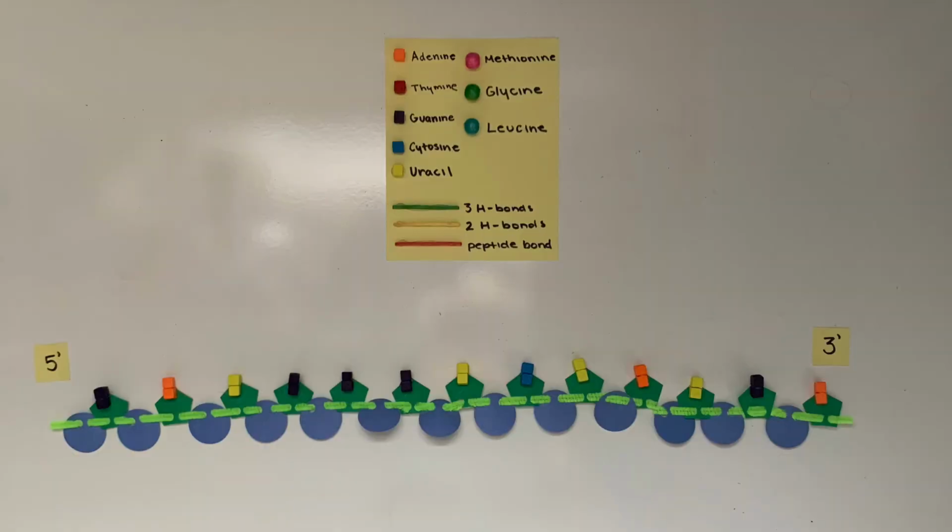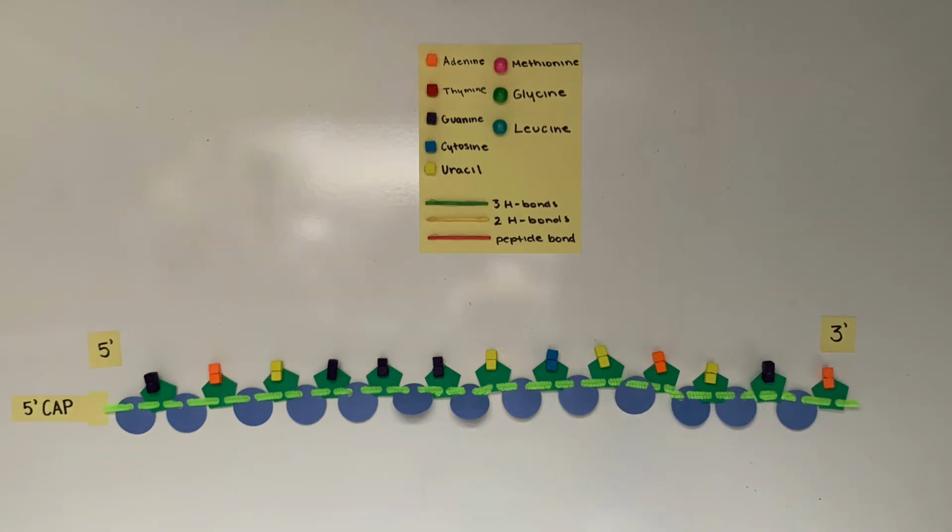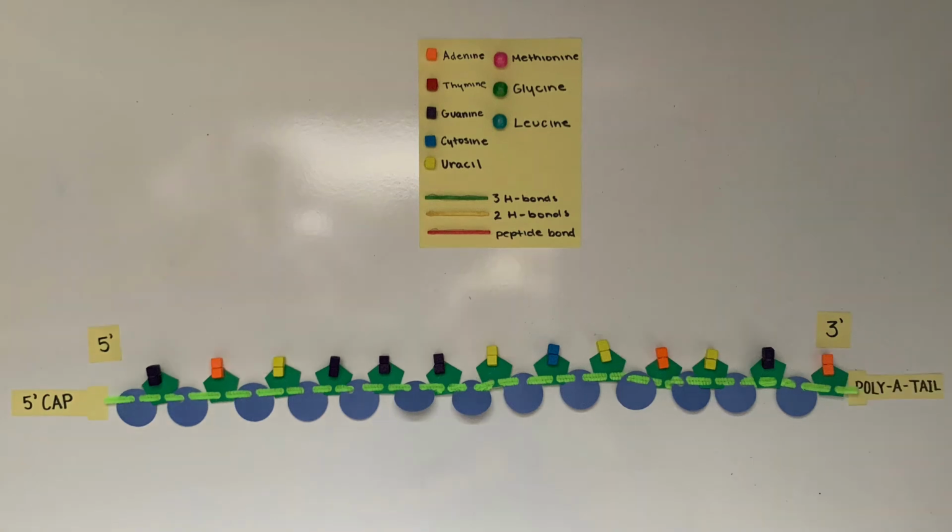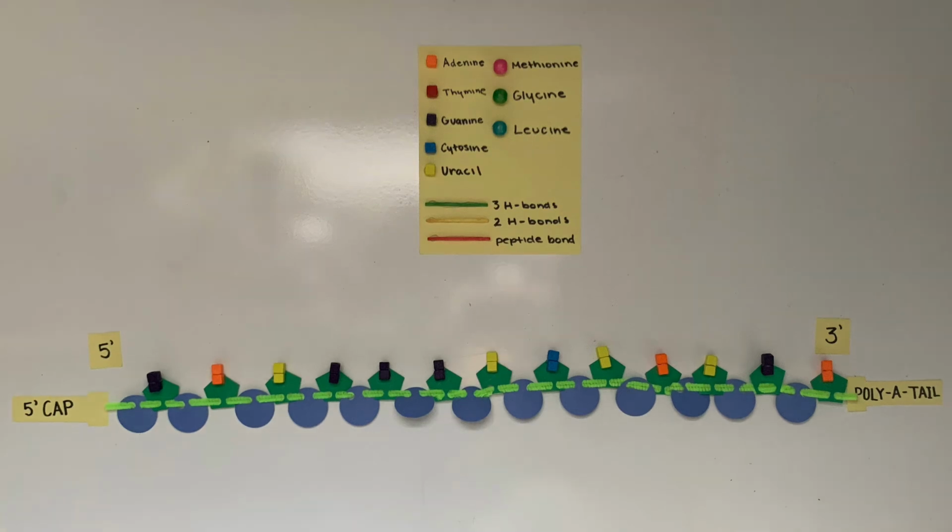One modification is the addition of a 5' cap on the messenger RNA, which is made up of 7 guanine nucleotides. The function of the cap is to be recognized by the ribosomes and to protect the mRNA from digestion in the cytoplasm. Another modification is the addition of a poly A tail on the 3' end of the mRNA. It is made of 50 to 250 adenine nucleotides. The function of the poly A tail is to help with export from the nucleus and keep the messenger RNA from being degraded.